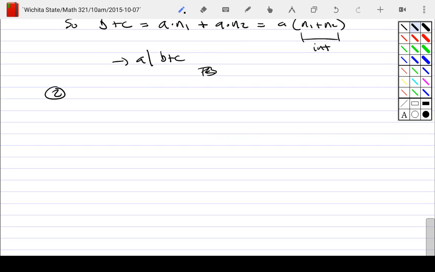The second one is if A divides B, therefore A divides B times C, for any of these C's, which are obviously integers. Is this anything actually new? Is this just the first? What does B times C actually mean?